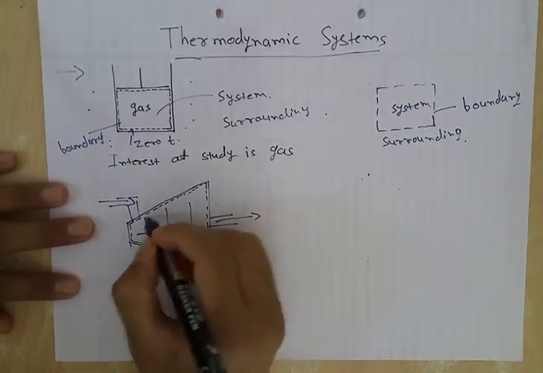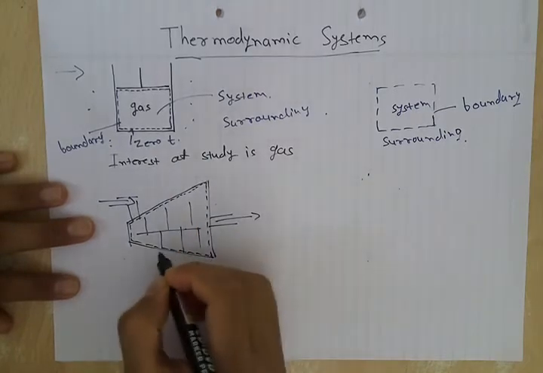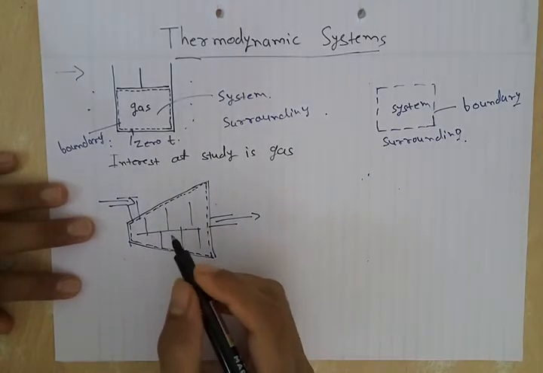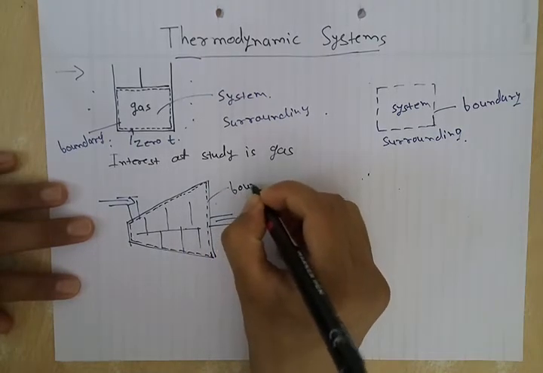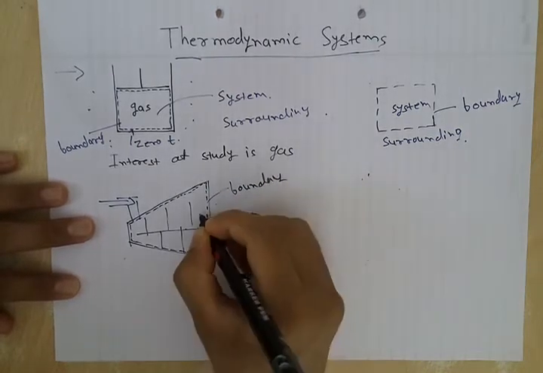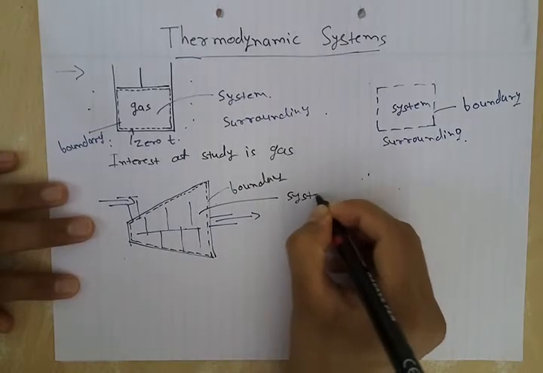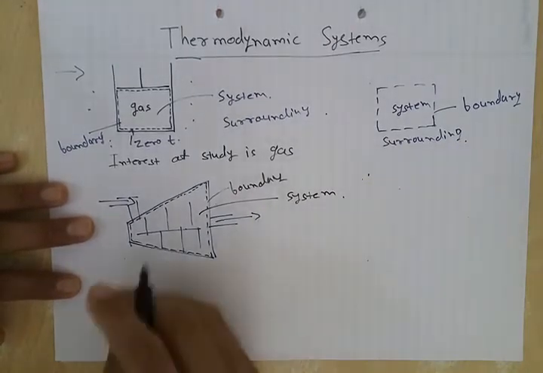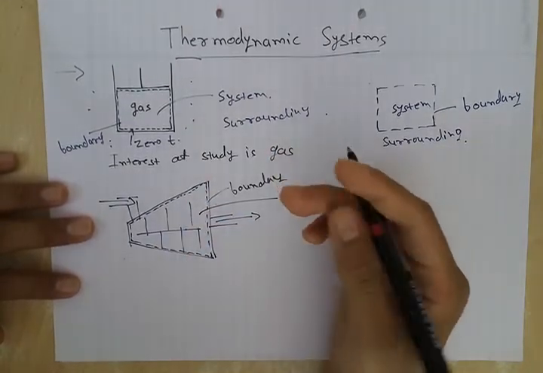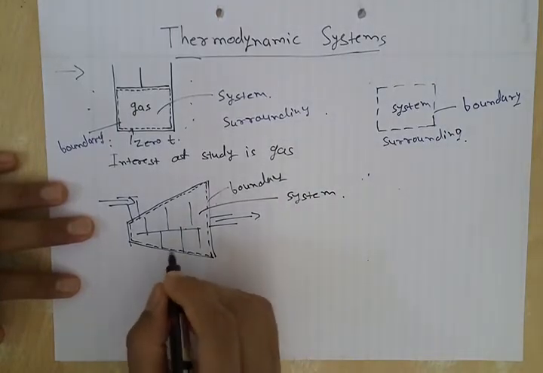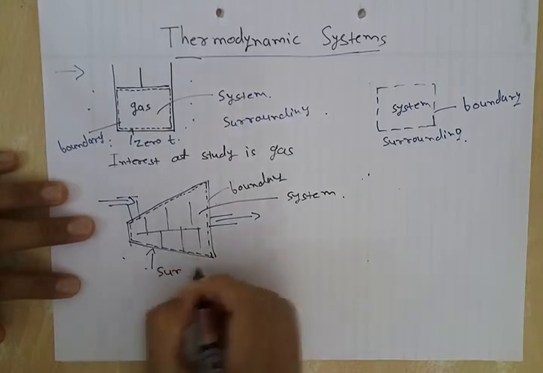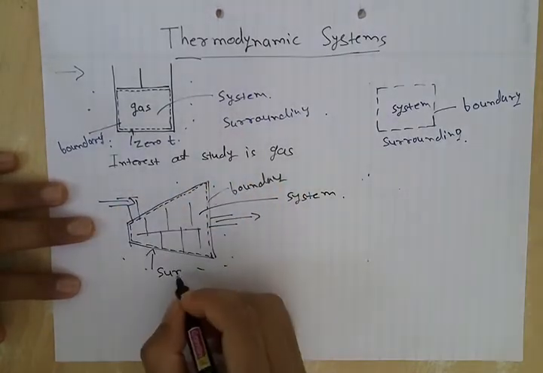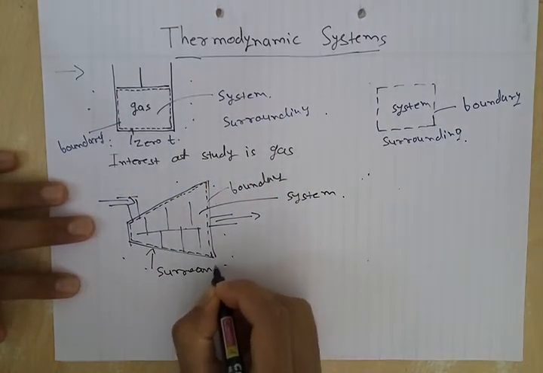So everything inside this imaginary line, which has zero thickness, means everything inside this boundary is our system which we want to study, and everything outside this boundary is called surrounding, which includes casing of turbine and air outside the turbine. So it is called surrounding.